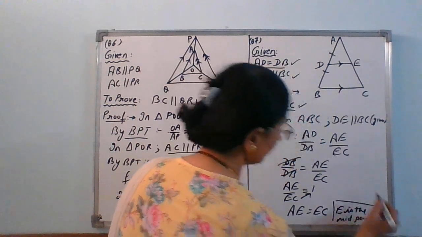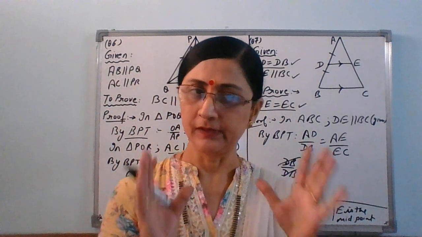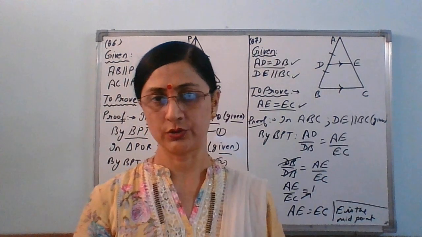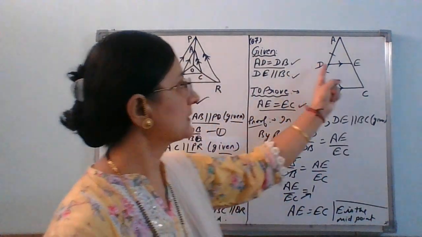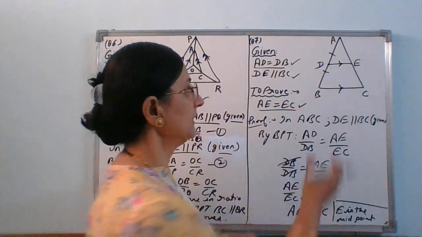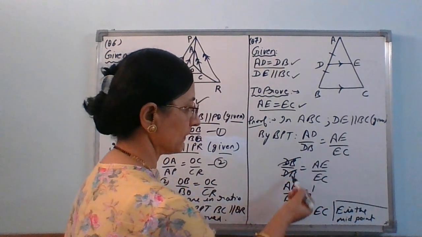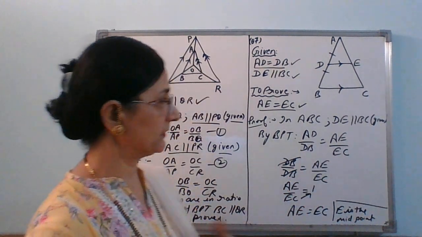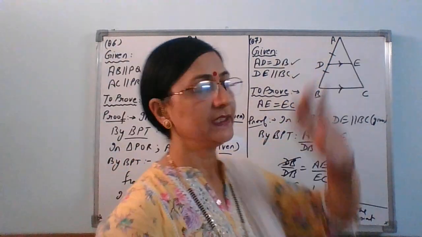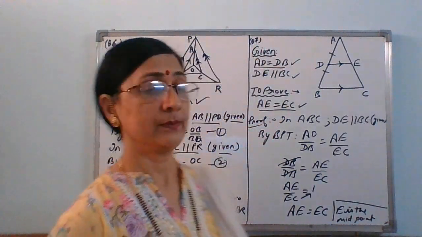Right? So we were supposed to prove that E is also the midpoint. In this question, it was given that D is a midpoint, DE is parallel to BC, then prove that E is also a midpoint. So we started with this parallel line, right? If these two sides are parallel, apply BPT, write the sides in ratio. Because these two are equal, write DB in place of AD, and that gives 1. And thus by cross multiplication, we were able to prove that AE is equal to EC. That means that E is the midpoint. I hope it's clear.